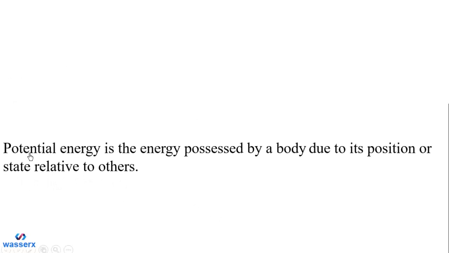By definition, potential energy is the energy possessed by a body due to its position or state relative to others. Mathematically, potential energy is mgh, where m is the mass, g is the acceleration due to gravity acting on the body, and h is the height at which the body is, or the position of the body.